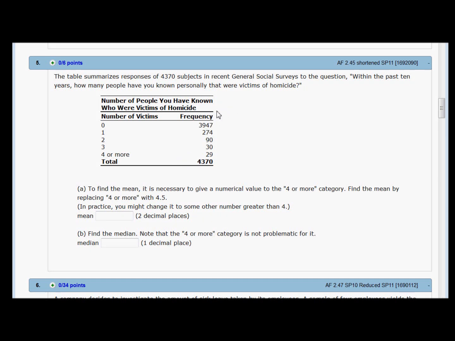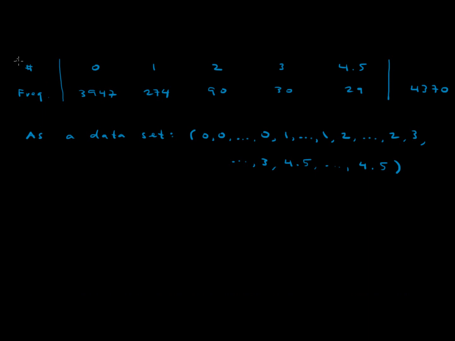In question 5, you're given this frequency table, and then in part A, you're asked to find the mean. Part B, you're asked to find the median. So here I've rewritten the frequency table. I just flipped it over on its side. Note that you might have different numbers here, but that's okay. The process will be exactly the same.